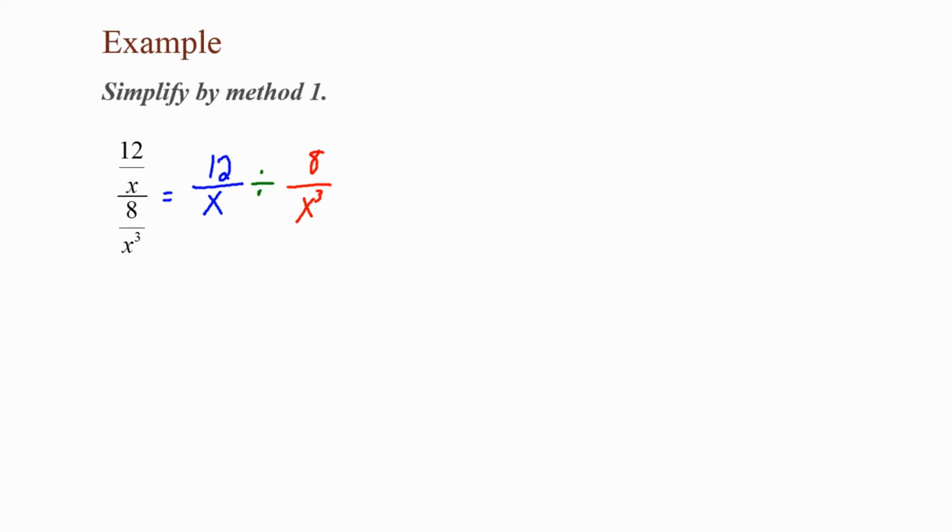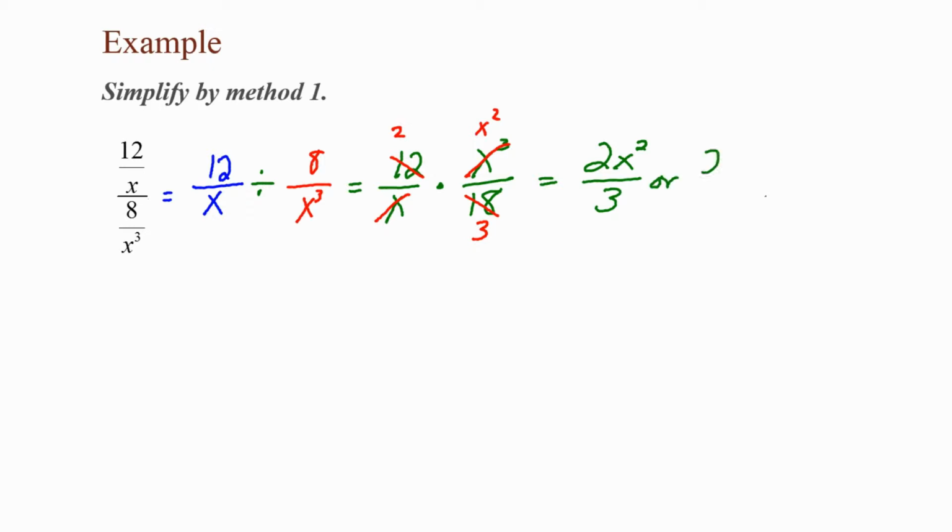Now we can work it just like we would work any division problem with fractions. I would have 12 over x times x to the third over 8. 12 and 8 share a 4. 4 goes into 12 3 times. 4 goes into 8 2 times. My x cancels with my x to the third, leaving me with x squared. So my final answer is 3x squared divided by 2, or 3/2 with the x squared behind.